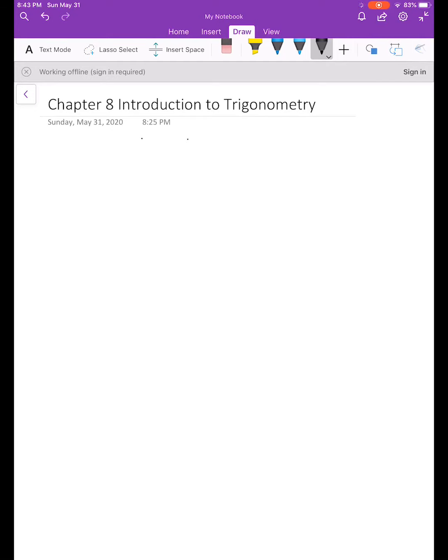Hi friends, today we are going to see the Introduction to Chapter 8, Trigonometry, from the CBSE NCERT textbook. Let's go into the topic. Trigonometry is a Greek word which shows the relation between the angles and the sides of a right angle triangle.